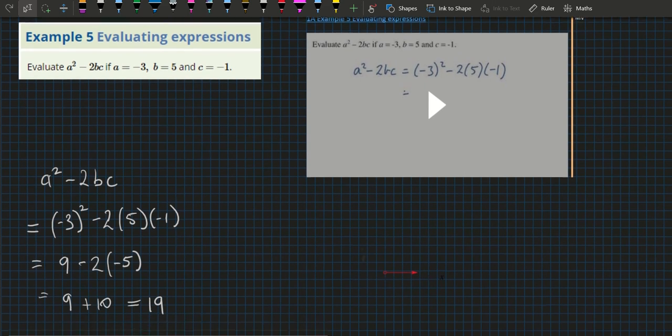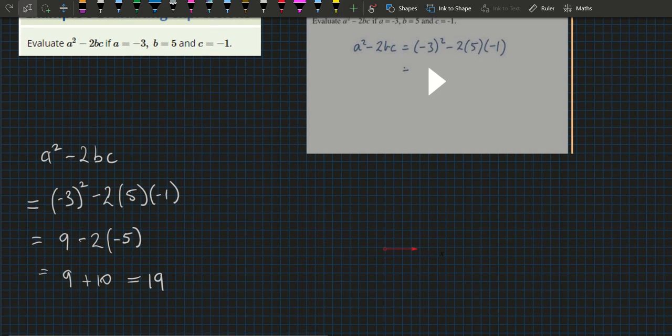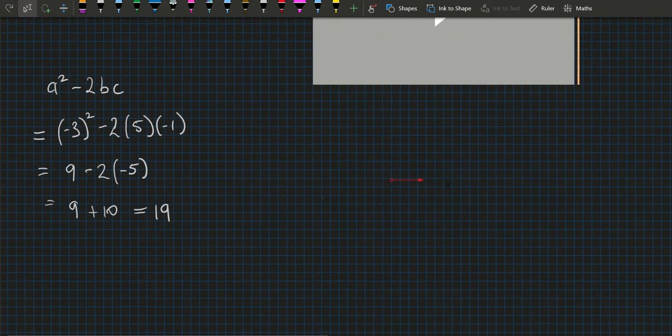This one is evaluating expressions, and you can see that I have put in the brackets here. So a squared, if we've been told that a is equal to -3, well, I've put the brackets in, I've had to square the whole value of a, which is a negative at this point. And I did the same for the 5 and the -1 in regards to b and c, and as a result I was able to get the right answers.